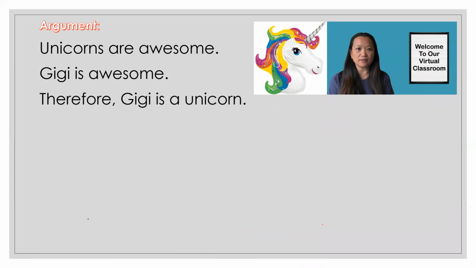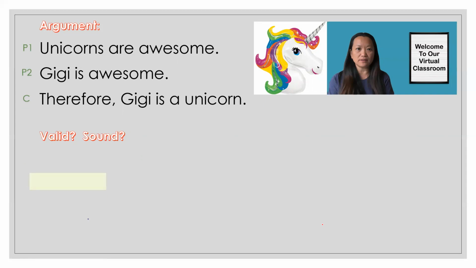Therefore, Gigi is a unicorn. So in this argument, we want to see if it's valid in structure. And then once we determine that it's valid, we want to see if it's sound. Okay, so premise one is unicorns are awesome. Premise two is that I'm awesome. Therefore, I'm a unicorn. All right, well, let's see.